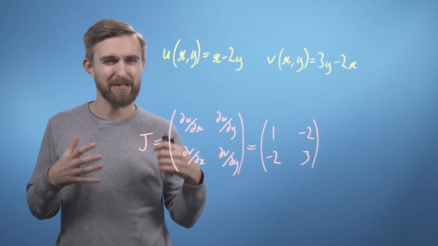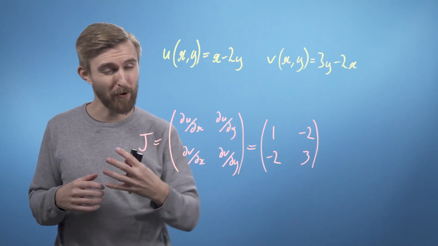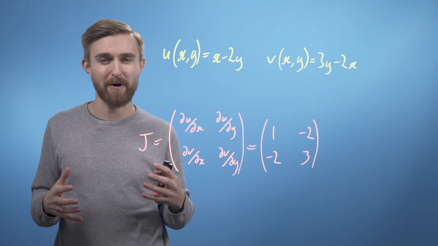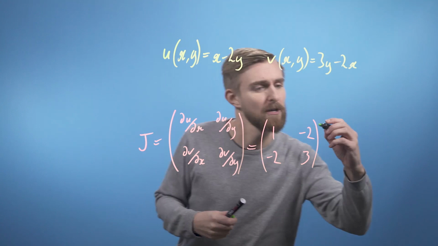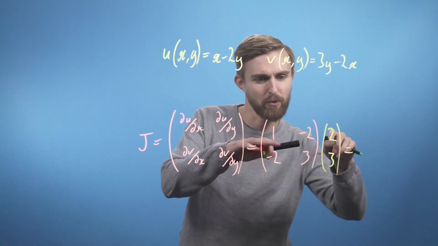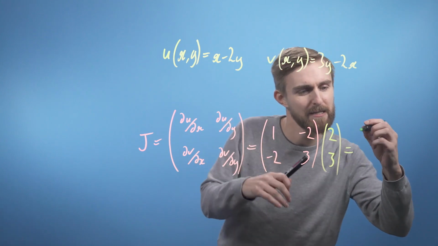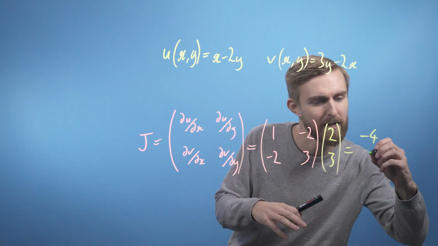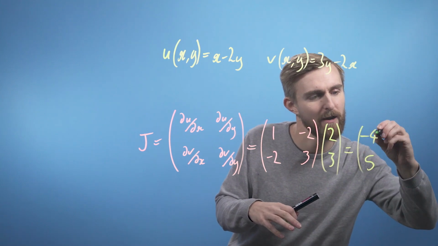Also, this matrix is just the linear transformation from xy space to uv space. So if we were to apply the xy vector 2, 3, we'd get the following. 2, 3, and that's going to equal 2 minus 6, that's minus 4, and minus 4 plus 9, that's 5.